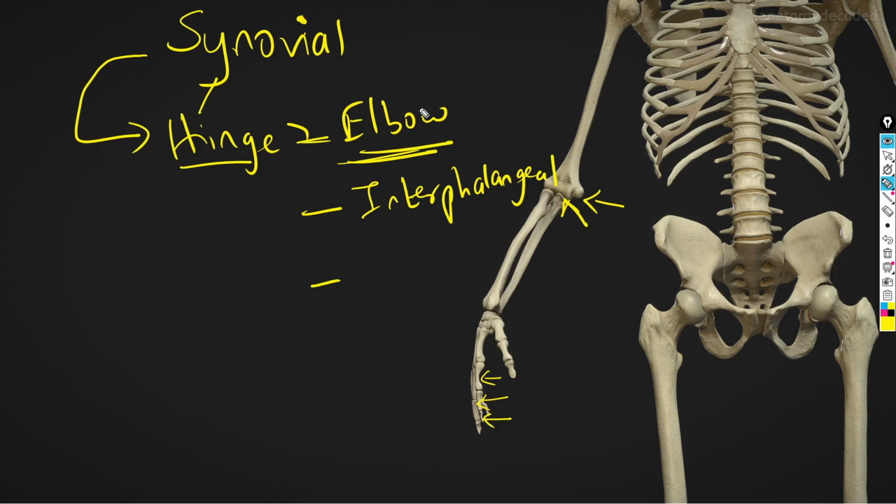And also, just like the elbow, you can compare in the lower limb the knee. Functionally, the knee joint is also a hinge joint. In the knee, we can do flexion and extension, right? Functionally, the knee joint is also included here. So the elbow joint, knee joint, and interphalangeal joints are hinge varieties of synovial joints.